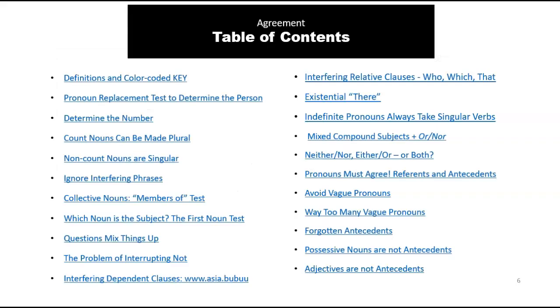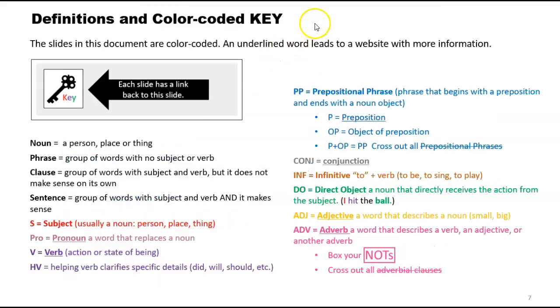So, this is a table of contents for this document that you should use after you get the results of your pretest, and then you can just control click and it will take you right there, or you can scroll, it doesn't matter. Now this is the definitions and color-coded key, and every single slide in here has a copy of this key, and it's a link back to this slide to help you.